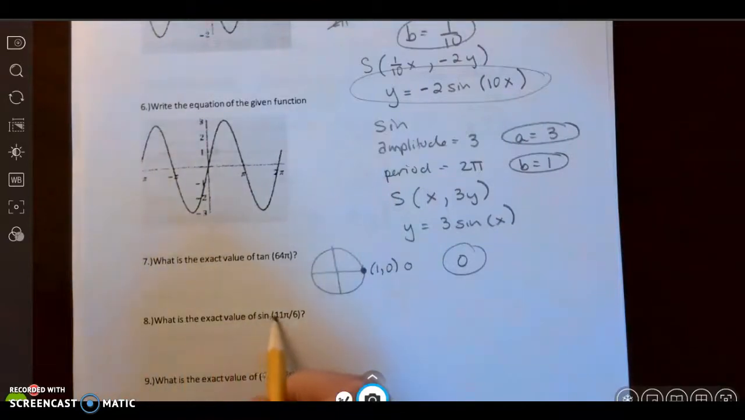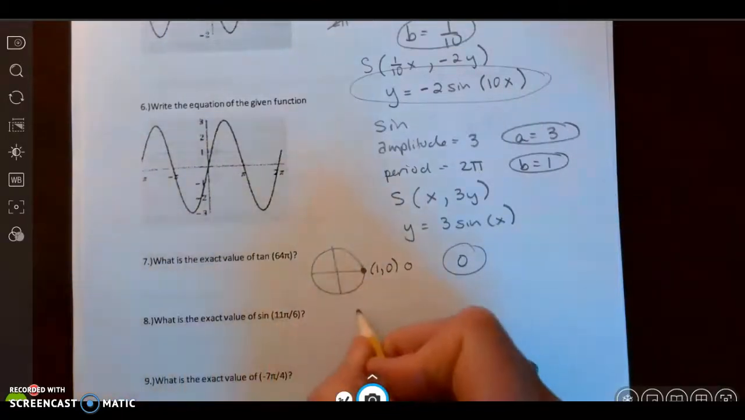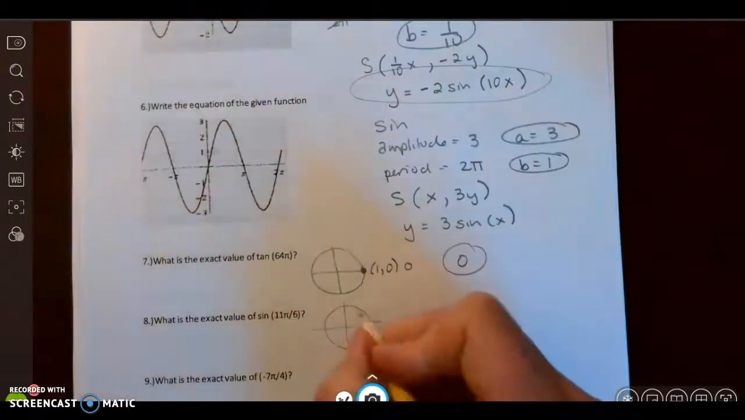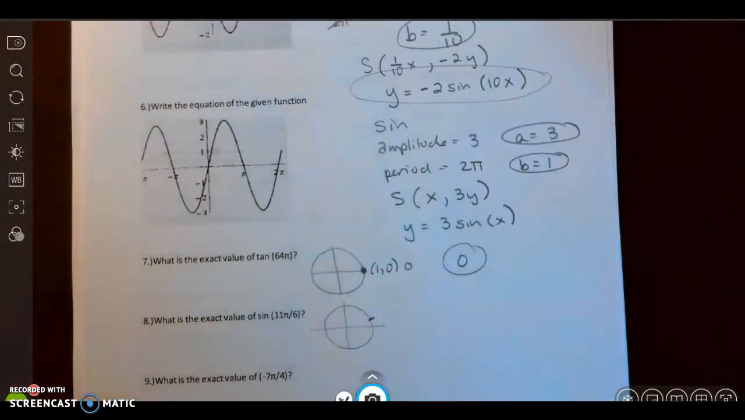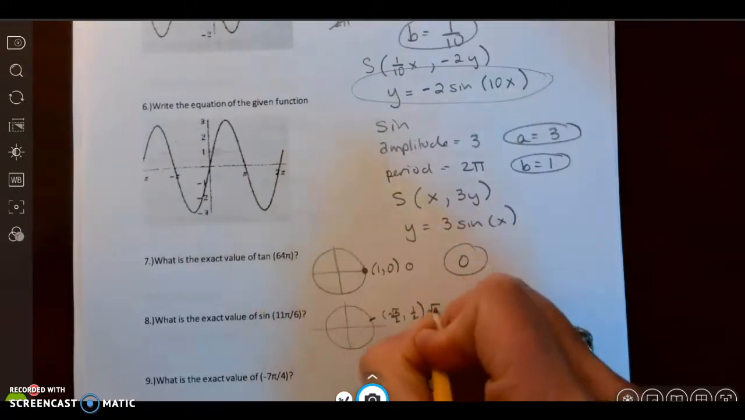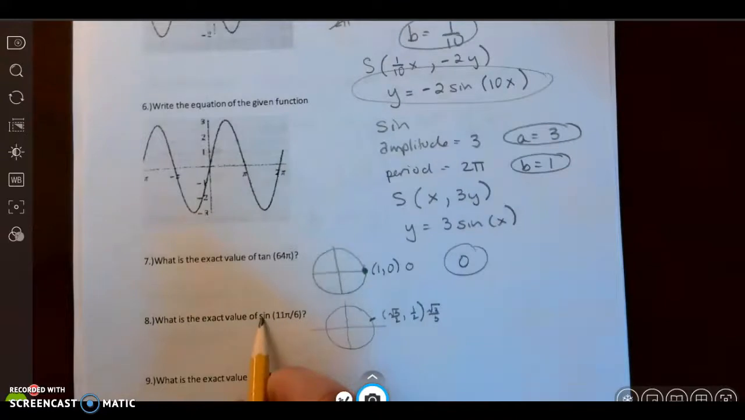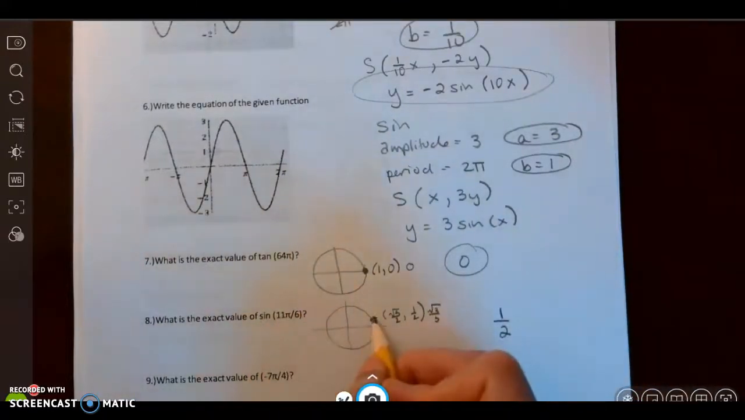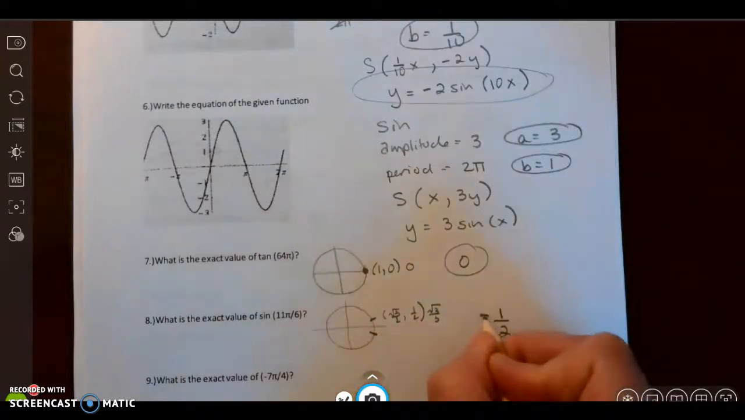What is the exact value of sine of 11 pi over 6? I know that 11 pi over 6 is part of my pi over 6 family. And my pi over 6 family is square root of 3 over 2, 1/2, square root of 3 over 3. And the sine is my y value. And 11 pi over 6, this is 1 pi over 6 and 5 pi over 6. So here would be my 11 pi over 6. And sine is negative there.